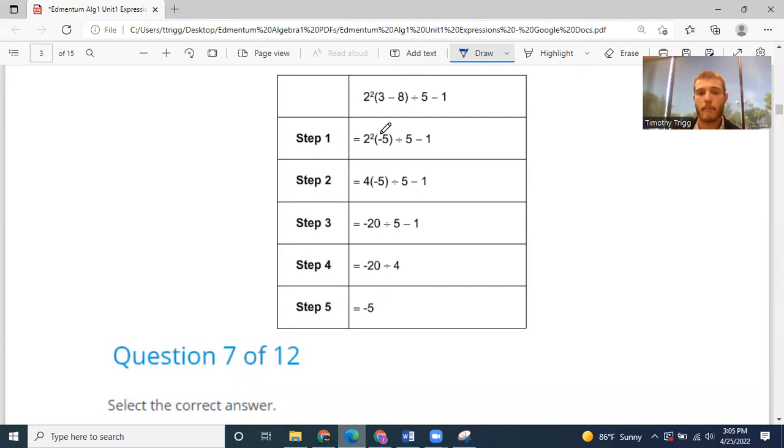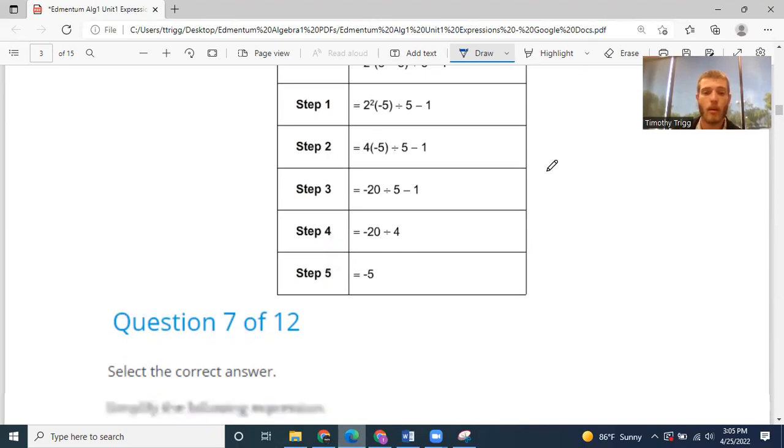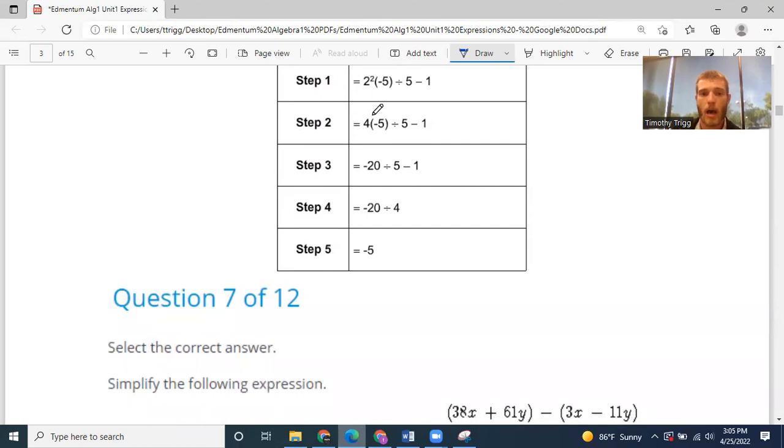What would be the next step? Well, the next step would be 2 to the power of 2. So this exponent, 2 to the power of 2, is 4. Looks like she did that correctly. What would be my next step? I would say my next step would be to multiply this 4 times negative 5. That would give you negative 20. Looks like she did that correctly. What would be my next step? I would do this division next. Negative 20 divided by 5 to get negative 4.